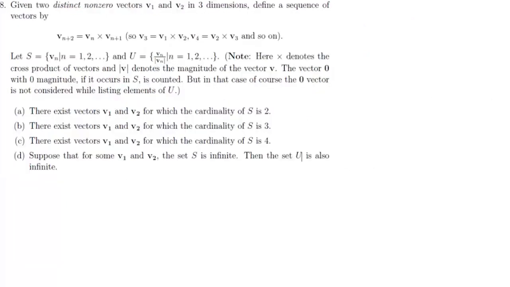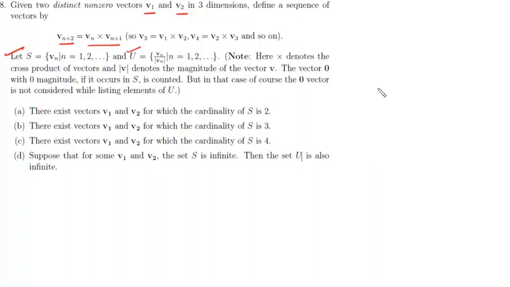Now question number 8 is, we are given two distinct non-zero vectors V1 and V2 in 3 dimensions. Define a sequence of vectors by Vn plus 2, which is cross product of Vn and Vn plus 1. Now this set S is the set of Vn and this U is set of unit vectors. Now the first one is, there exists vectors V1 and V2 for which cardinality of set is 2.